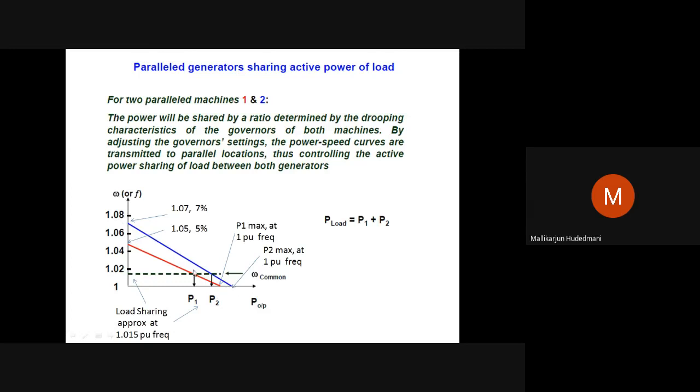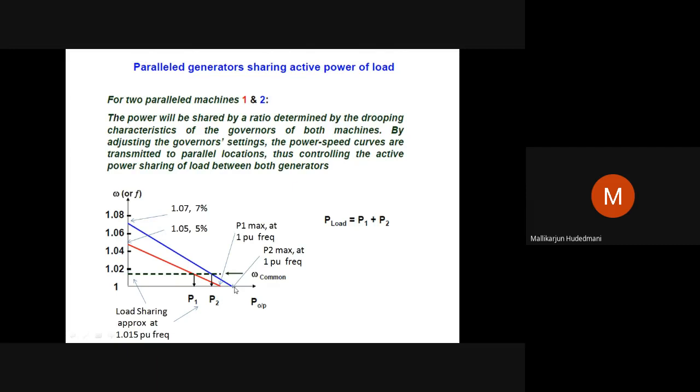Along this line, you have a profile. How the power changes, frequency also changes. So this is how a representation is done. Now let us say we have their initial marks on the frequency scale. Initially, no load frequency is 1.07, nothing but 7%, and 1.05, nothing but 5% droop. When they are connected to the x-axis, it is P1 max, P2 max respectively.